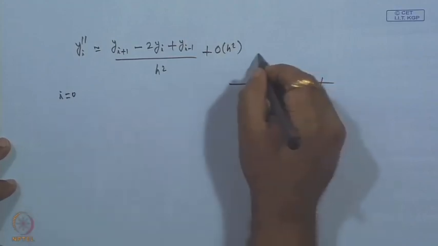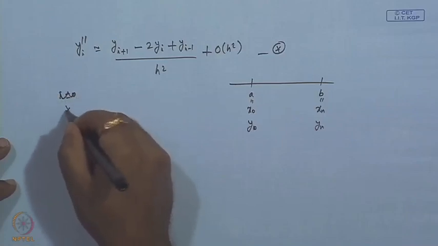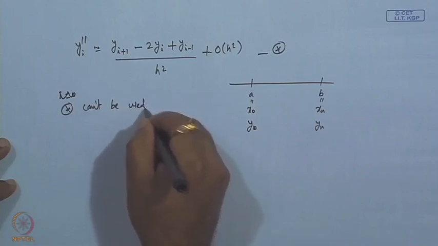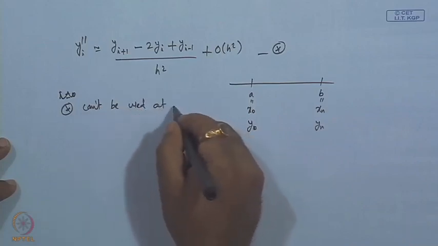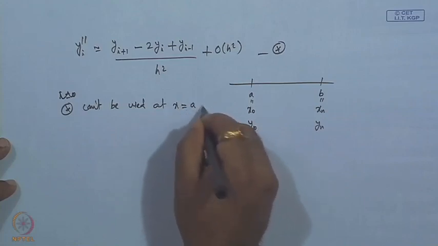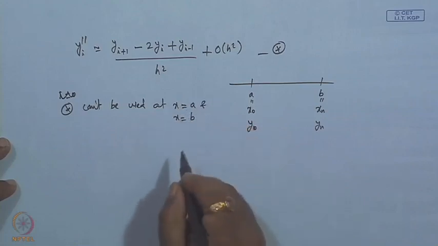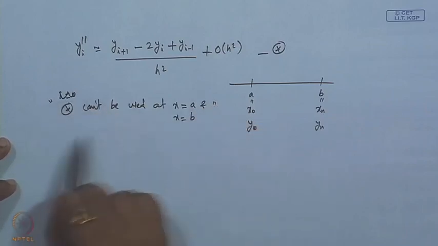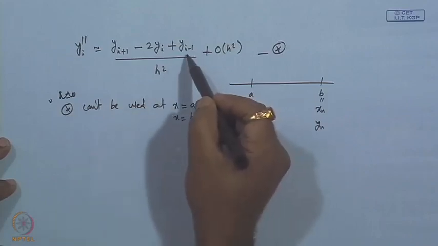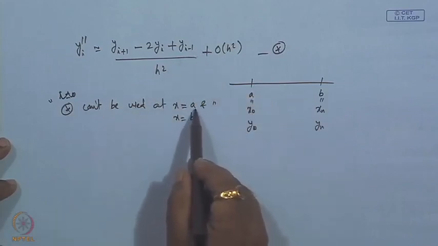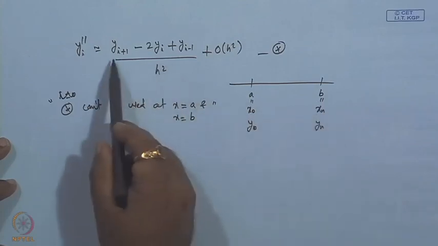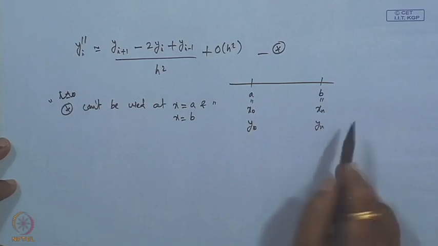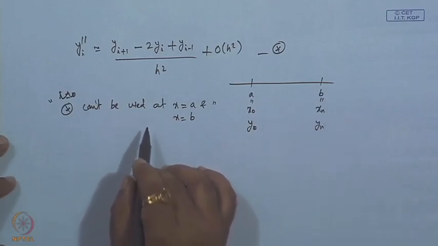So, that means in some sense star cannot be used at x equals a, and when I say cannot be used, we will get back to this. I did not mean literally we cannot use it, okay. We can use it, we get y minus 1 here when we use it at x equals a, and when we use it at x equals b, we get y n plus 1, which is the next point, okay. So, we will get back to this, so that is not a big issue, okay.